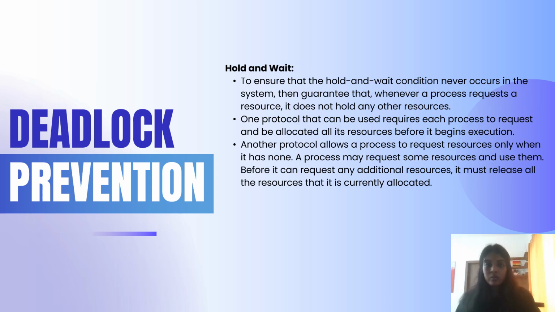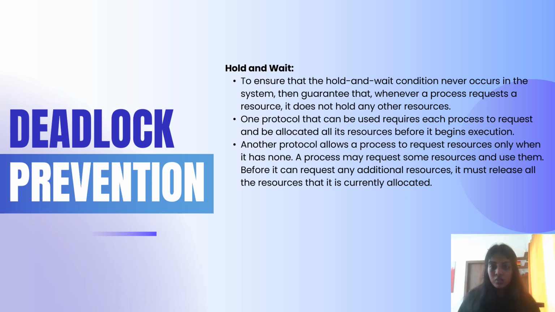Next, we have hold and wait. To ensure that the hold and wait condition never occurs in a system, we have to guarantee that whenever a process requests a resource, it does not hold any other resources. One protocol that can be used requires each process to request and be allocated all its resources before it begins execution. Another protocol allows the process to request resources only when it has none.